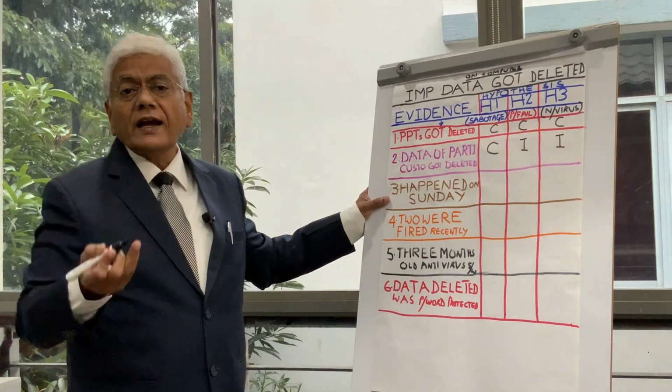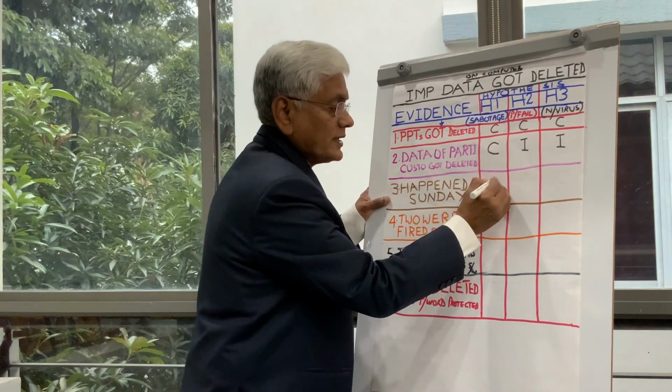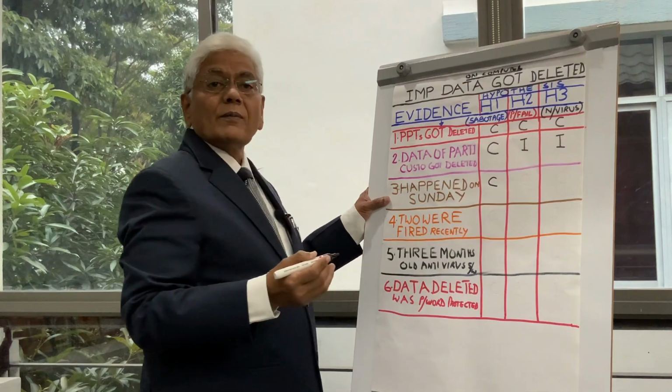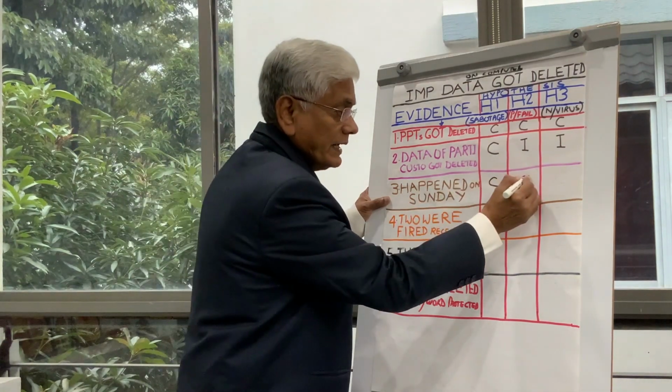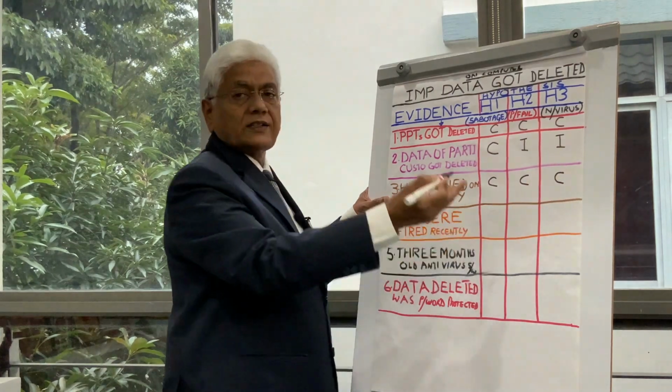Now let us go to the third evidence. It happened only on Sunday. Employee sabotage can happen on Sunday. Power failure also can happen on Sunday. Virus attack can happen on Sunday. So all three are consistent.